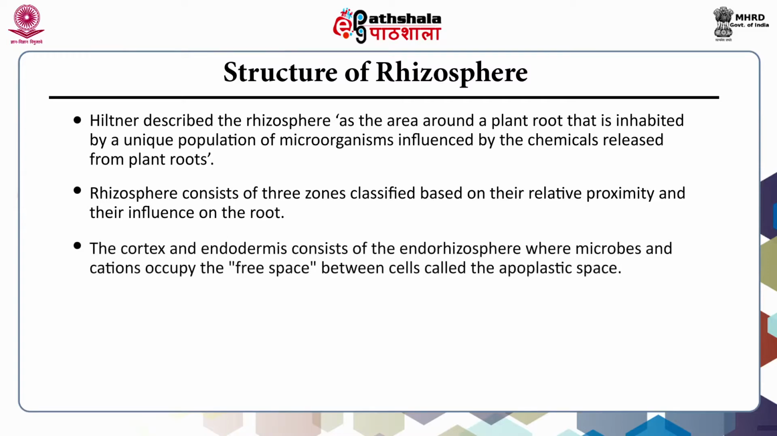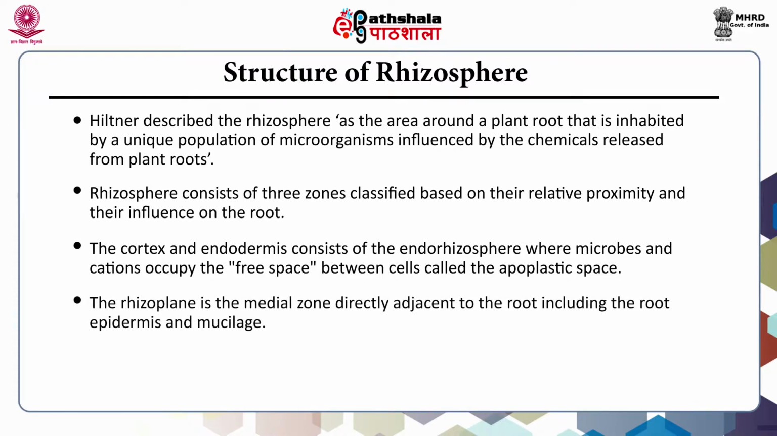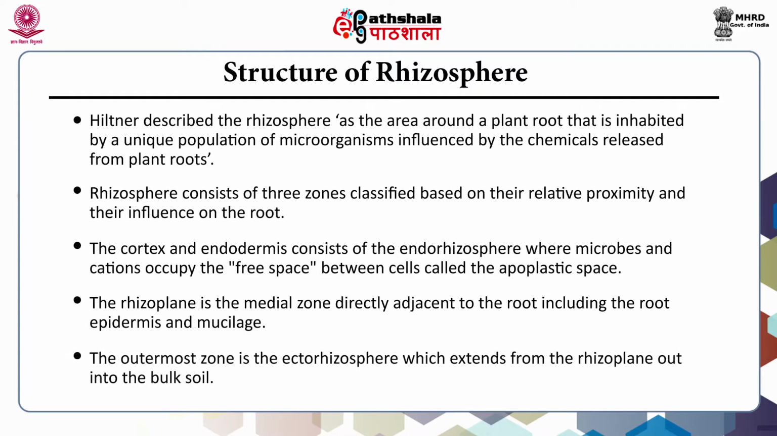One is the cortex and endodermis, which consists of the endorhizosphere, where microbes and cations occupy the free space between the cells called the apoplastic space. The rhizoplane is the medial zone which is directly adjacent to the root, including the root epidermis and the mucilage. The outermost zone is the ectosphere, which extends from the rhizoplane out into the bulk soil.